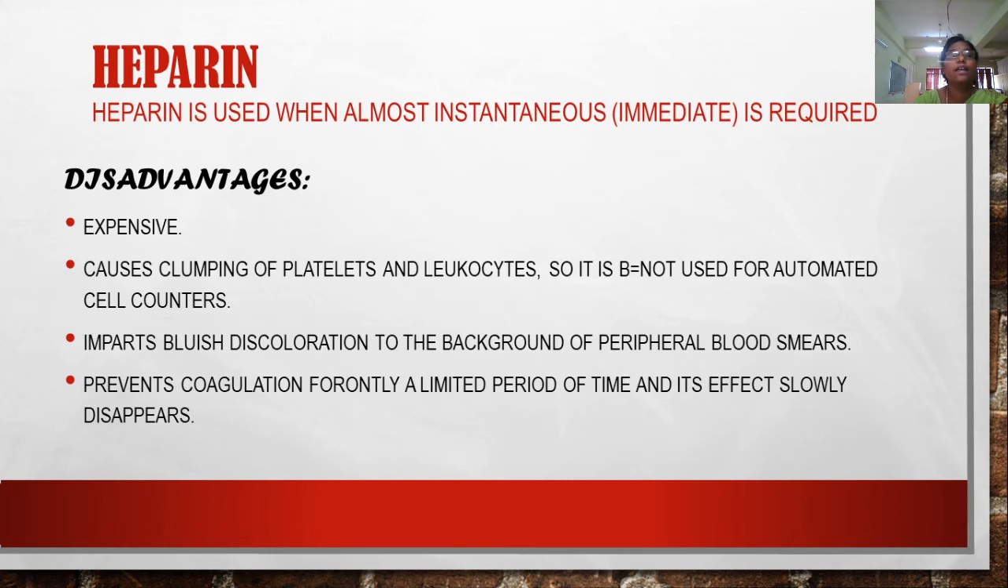Then heparin. In the cardiology ward in the clinical setting we use heparin tubes. What is heparin? It is an anticoagulant. Heparin is used when an almost instantaneous effect is required, and heparin is always available in our hospital. Advantage: it is used when an immediate effect is required. Disadvantages: expensive.